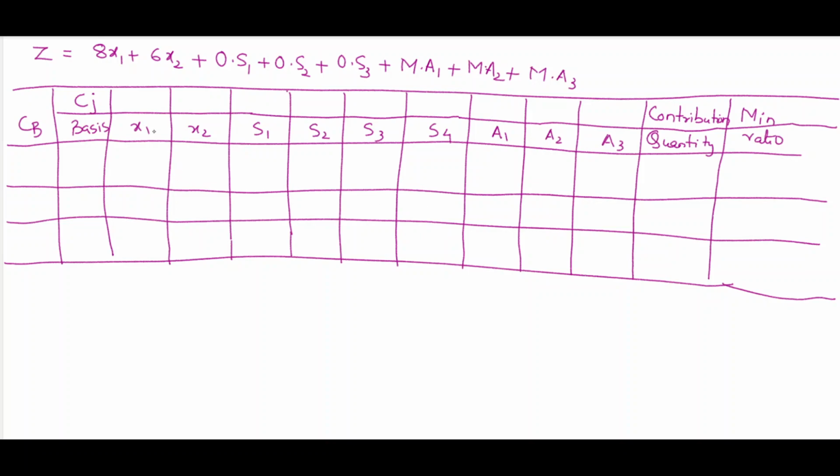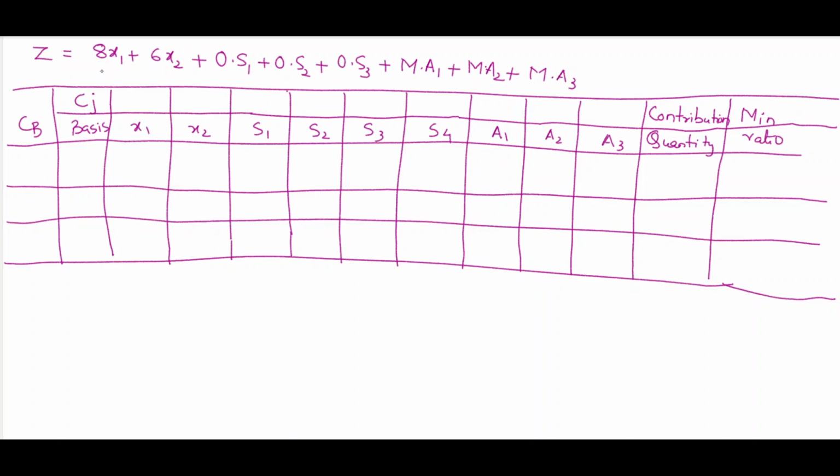So first CB. CB is your contribution to basic variables. And Cj, this first row you can see this j. This Cj is the coefficients. C stands for coefficient of your variable. This is the coefficient of z, that is the objective function. Cj is the coefficient of z.